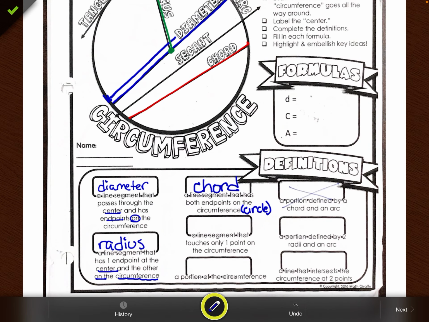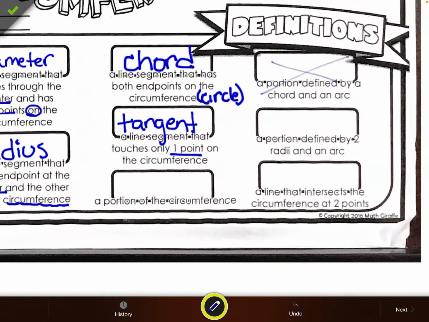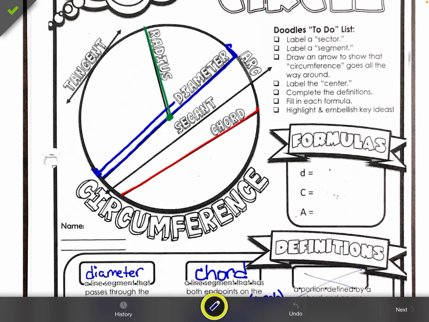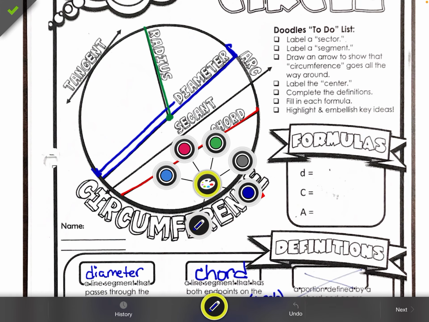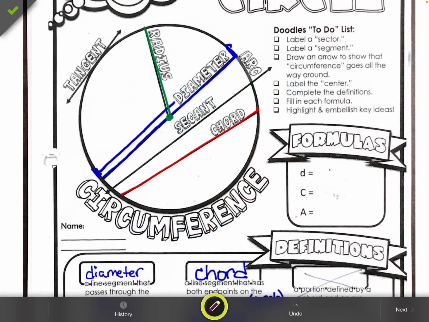Next definition. A line segment that touches only one point on the circumference on your circle. Remember, that is called a tangent. It only touches your circle once. So there's a good example of it. So we'll pick a different color. Sorry, I like colors. It's only touching your circle in one point.